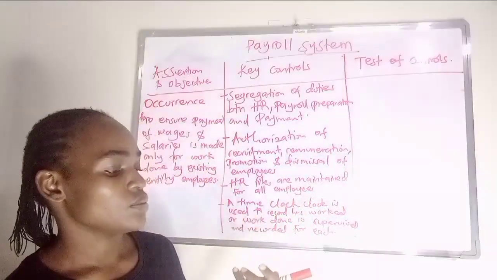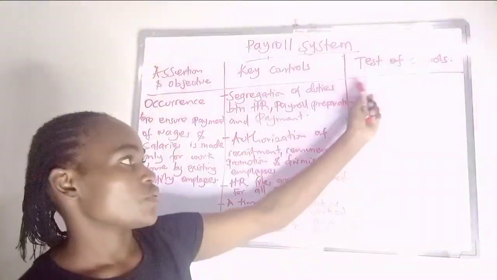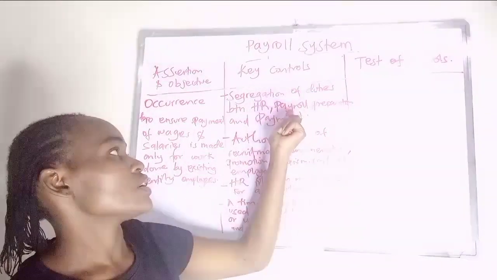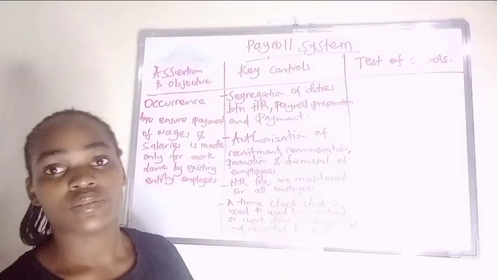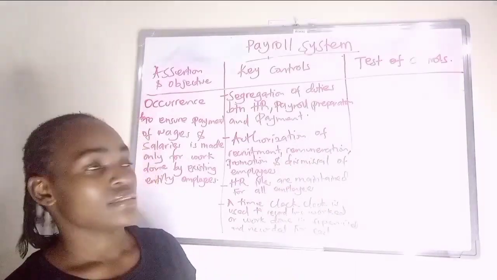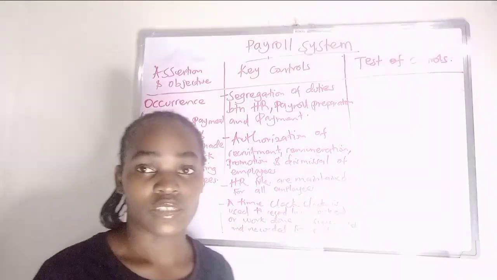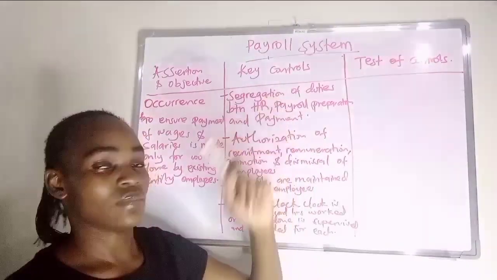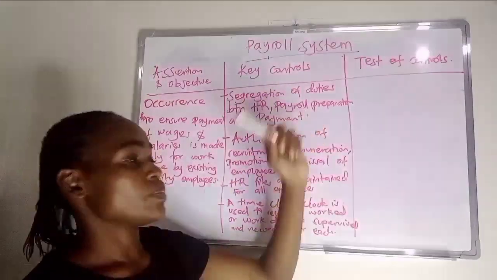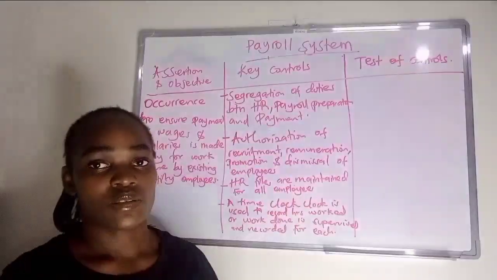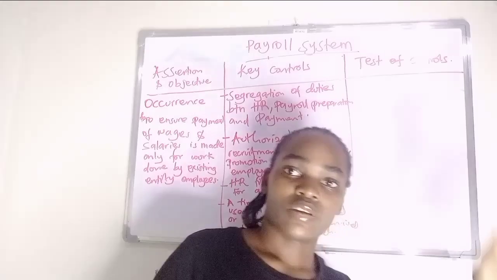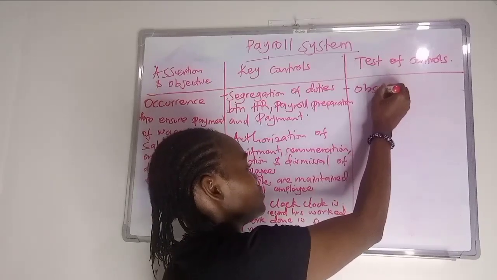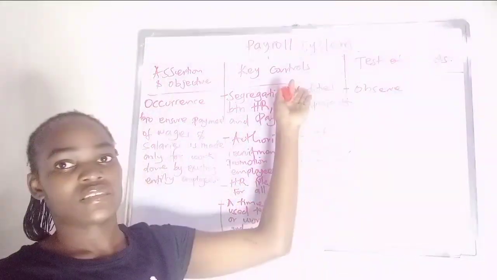So, as I told you, the test of control depends on the control. So for segregation of duties, the auditor is supposed to observe, and maybe discuss with management to see if there is proper segregation of duties, to see if the person that deals with human resource management is different from the person that prepares the payroll, and then is different from the person that makes the payments. So the auditor is just supposed to observe and see if this is working properly.